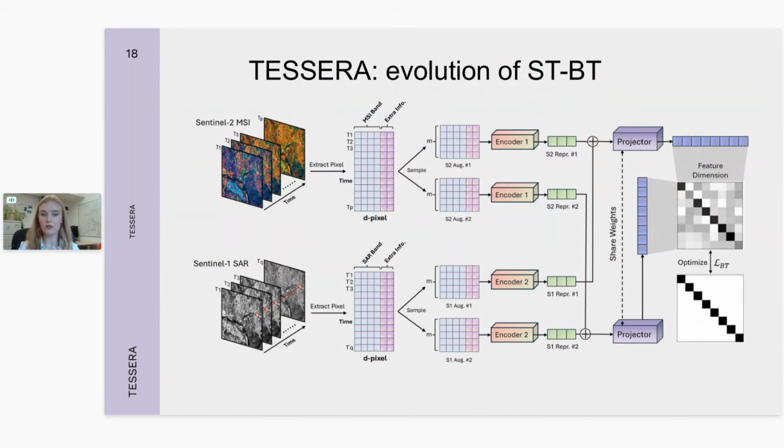and then those glued together versions are put into the projector, and we have the same loss function. So basically, this is just a way to now incorporate a second data modality into the pipeline that I already described to you. Besides this, we made our encoder slightly more complex. And after we did these architectural changes, we then had a vision to make Tessera be a global foundation model.